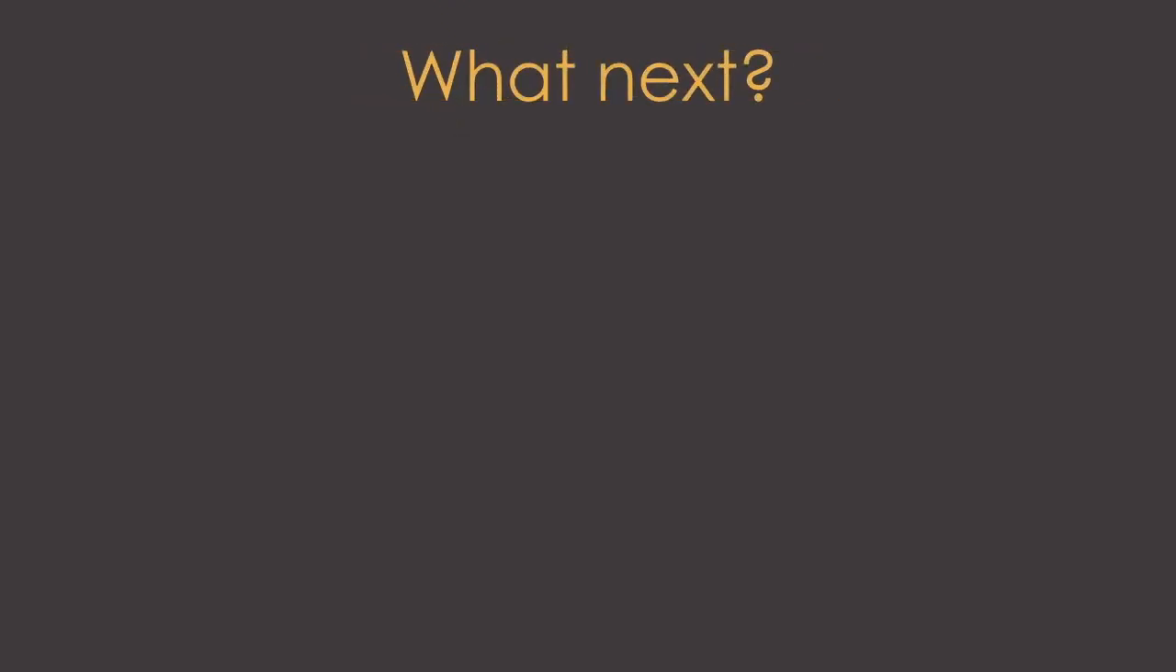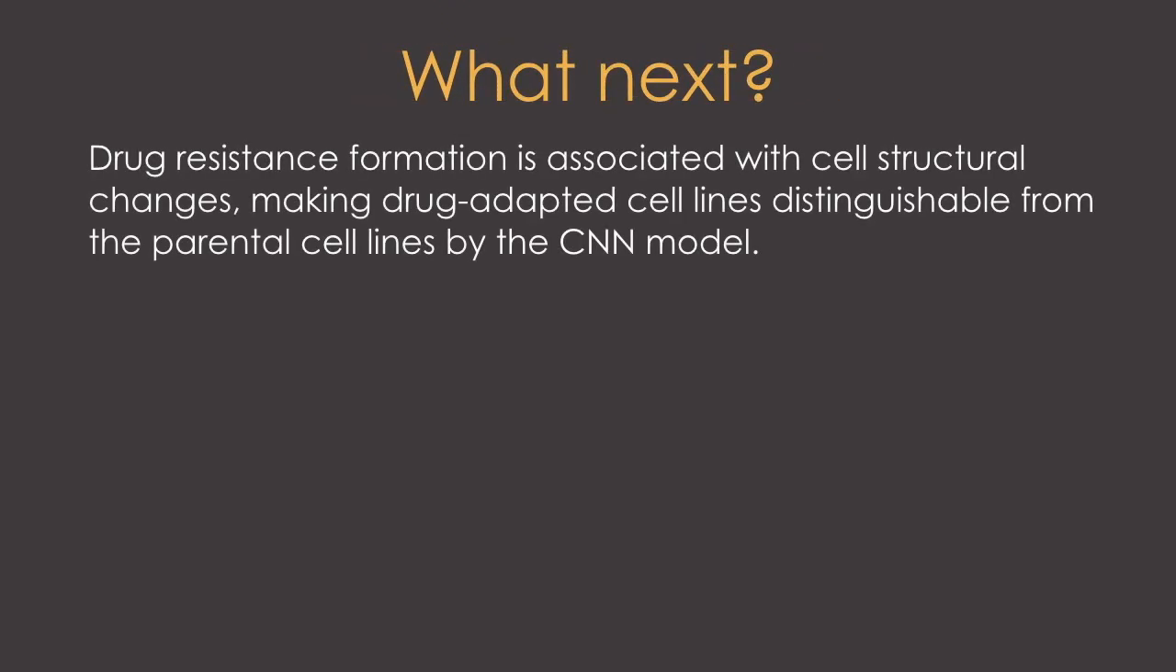From these results, it would appear that drug-resistant formation is associated with changes in the cell structures, making drug-adapted cell lines distinguishable from the parental cell lines by our CNN model. Note that the gold standard DNA-based method STR and most human experts cannot make this distinction.